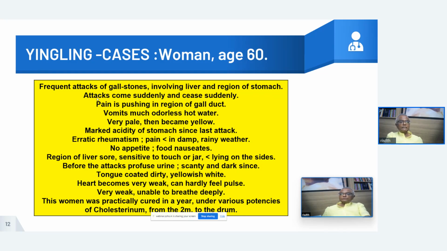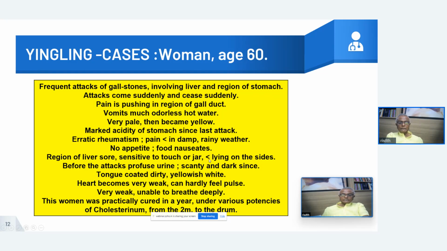Pain is pushing in the region of the gall duct. Vomit, much odorless hot water. Very pale, then becomes yellow. Marked acidity of the stomach since the last attack. Erratic rheumatic pain aggravated by damp, rainy weather. No appetite, food nauseates. Region of liver sore, sensitive to touch.